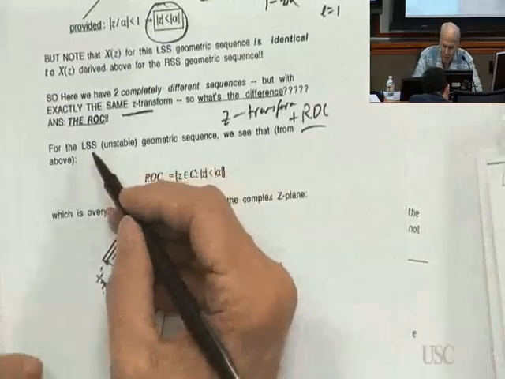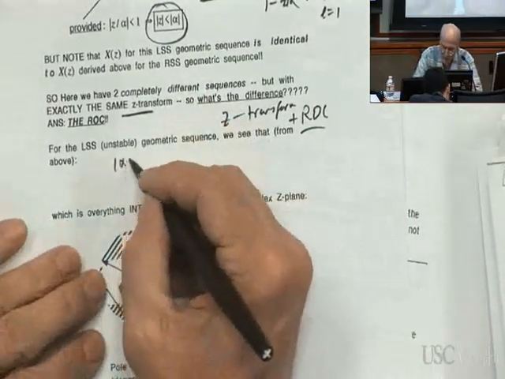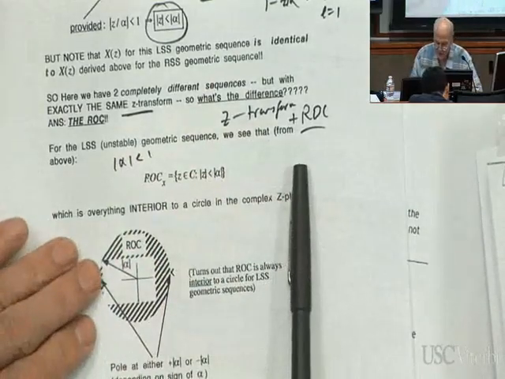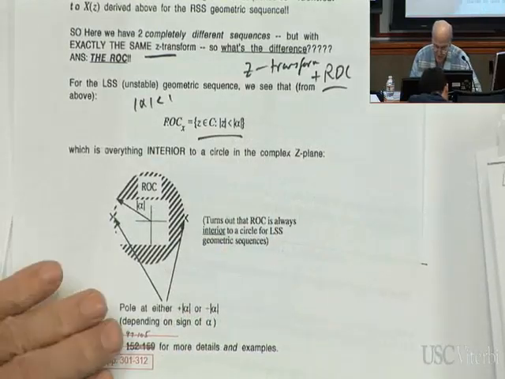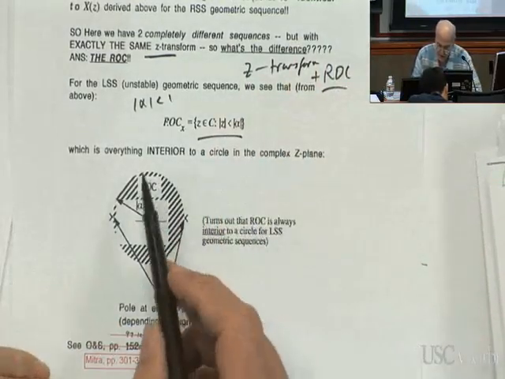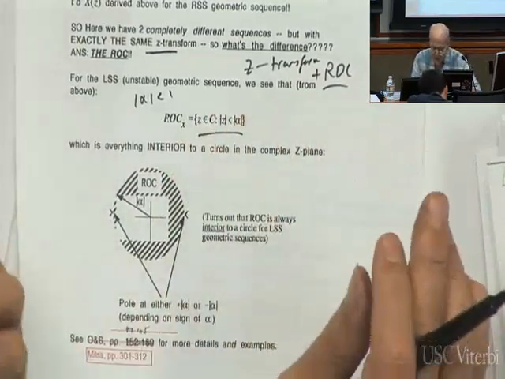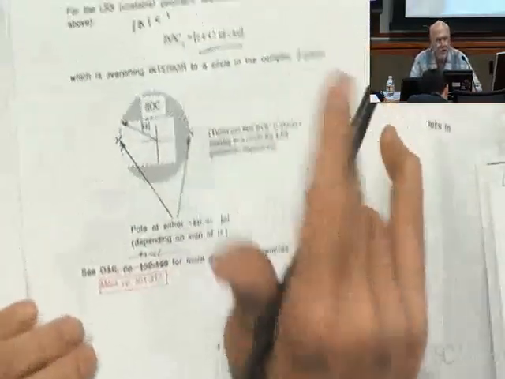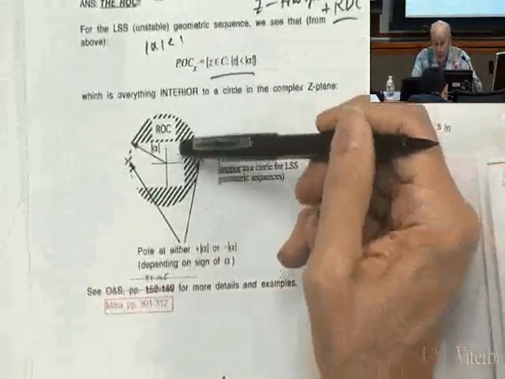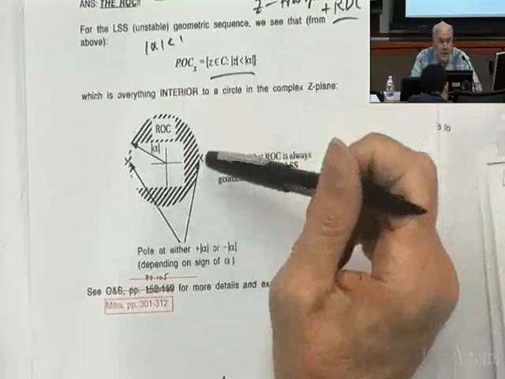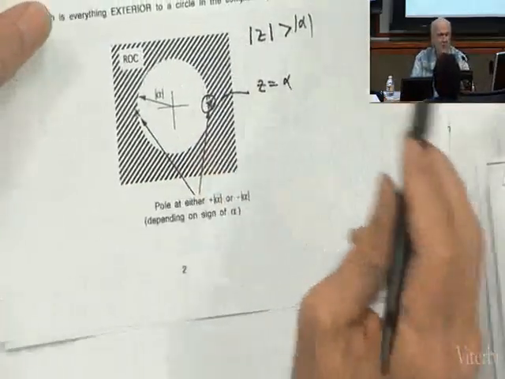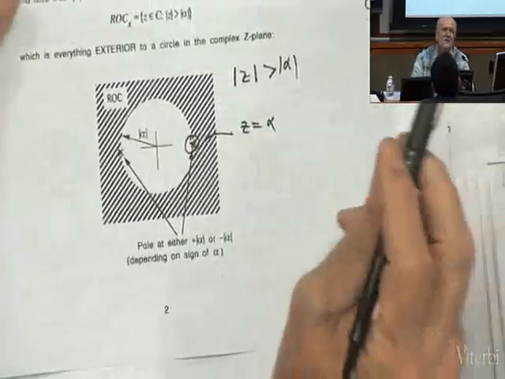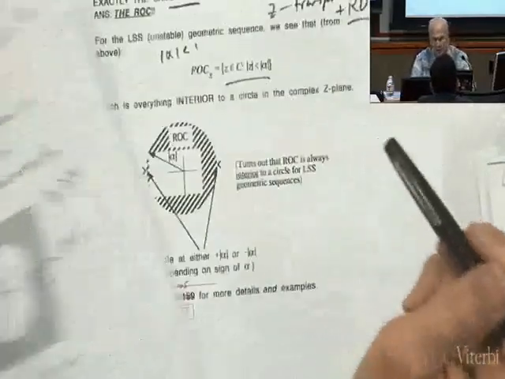For the left-sided unstable sequence, remember we picked alpha less than 1, a geometric sequence. We see that from above, the region of convergence is everything interior to the circle. Now, you can tell just by looking at this region of convergence if the sequence is stable or not. Interesting, huh? For the right-sided sequence, looking at this region, I can tell you if the sequence is stable or not. That's all I need to know.